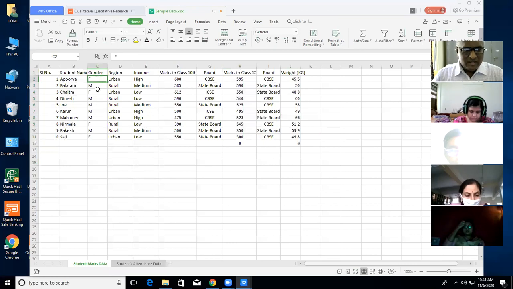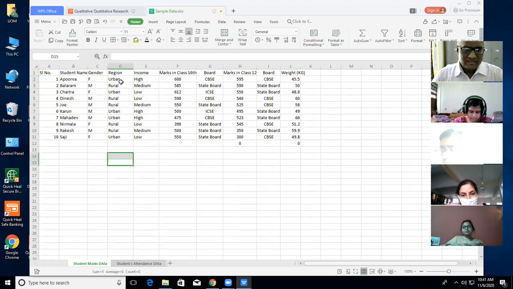Suppose you take male and female, this is not a ratio scale. This is a categorical scale, a nominal scale. High, low, medium is also a nominal scale. This is a ratio scale, for example. This is a nominal scale.